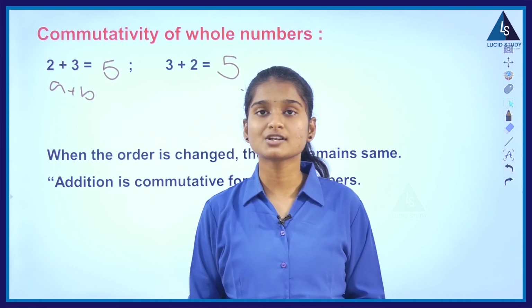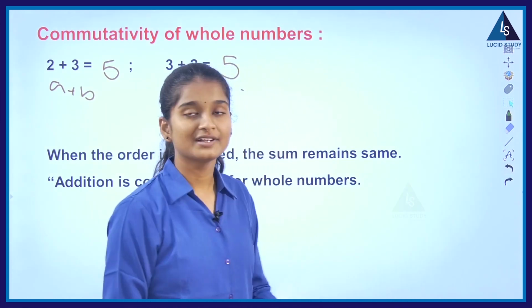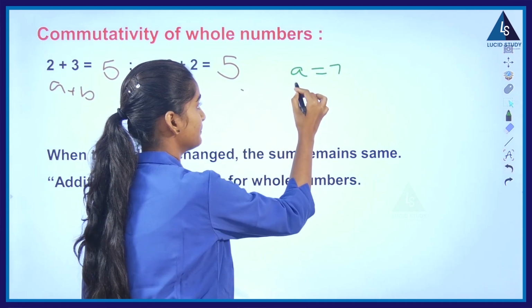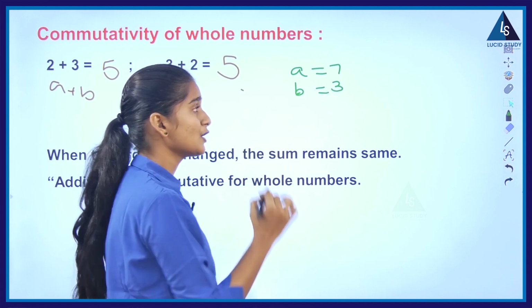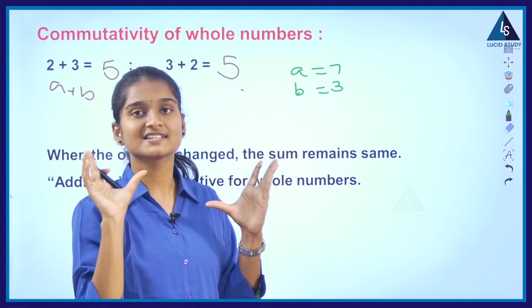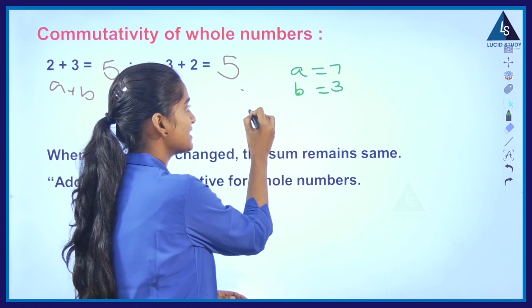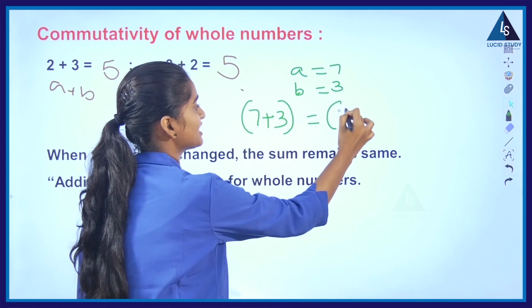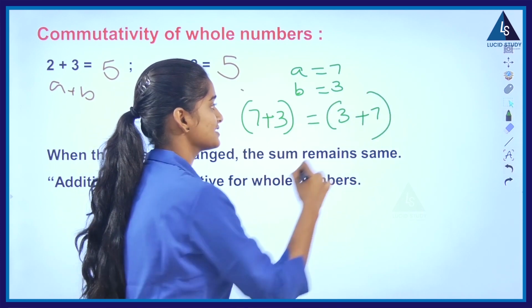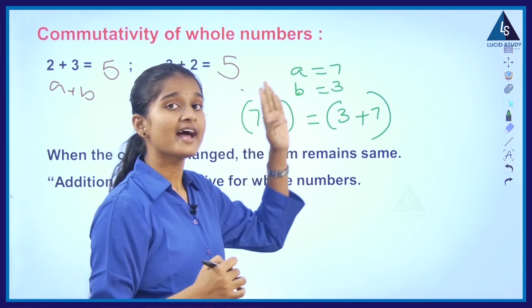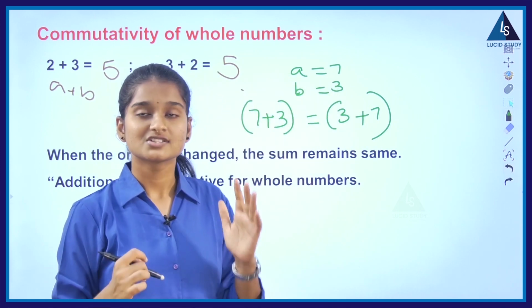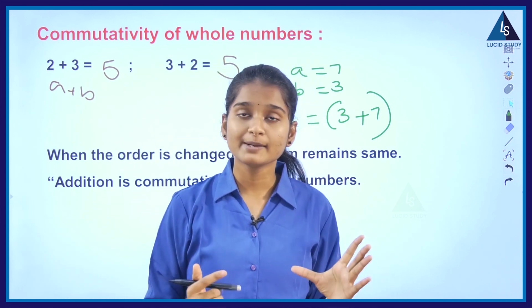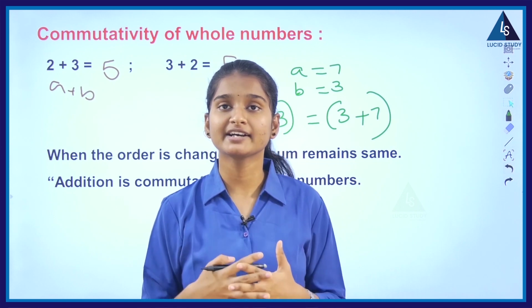Now let us solve some more examples. Let us take a few more examples. Let A be equal to 7 and B be equal to 3. As I told you, A plus B is equal to B plus A. So what is A plus B? A plus B is nothing but 7 plus 3, and B plus A is equal to 3 plus 7. So 7 plus 3 is 10 and 3 plus 7 is also 10. So A plus B is equal to B plus A. So whole numbers follow commutativity under addition.